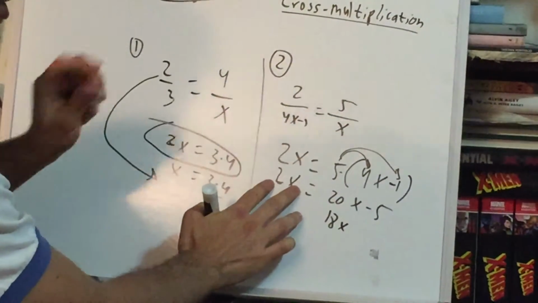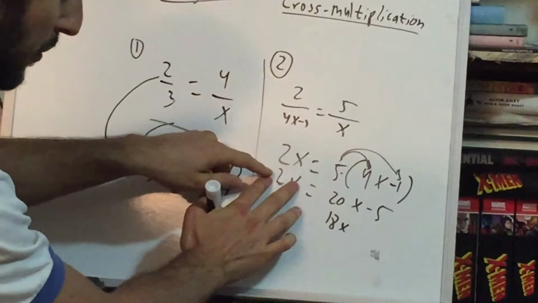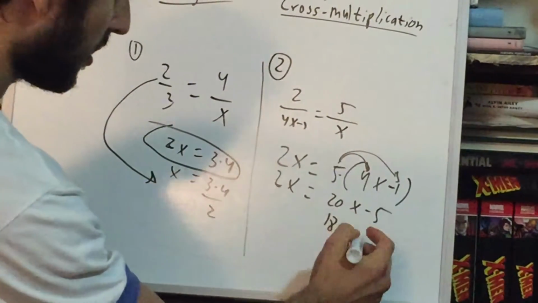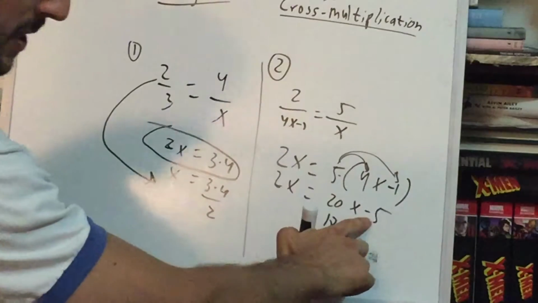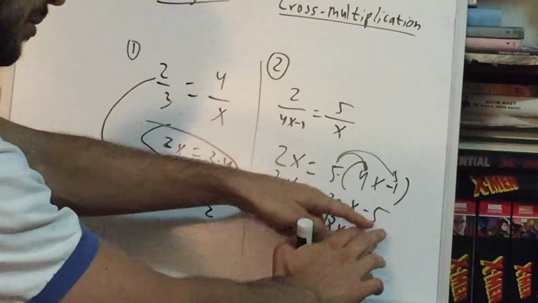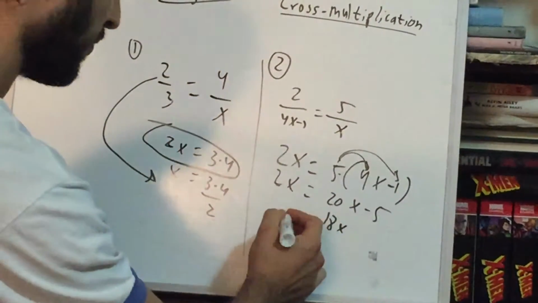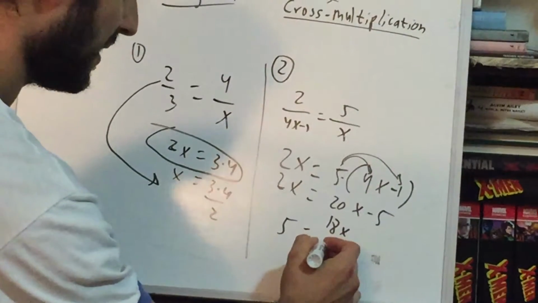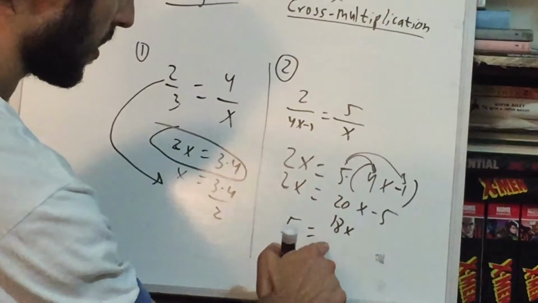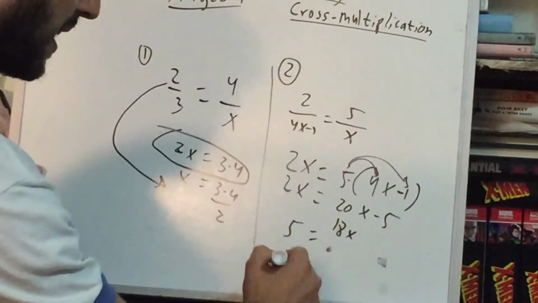Positive numbers in addition, think of them as the same thing. So when you move the 2x, it becomes subtraction. The negative 5, we're going to think just like a minus 5. When you move it to the left, it's now plus 5. So 5 is equal to 18x. And so x is going to be 5 divided by 18.